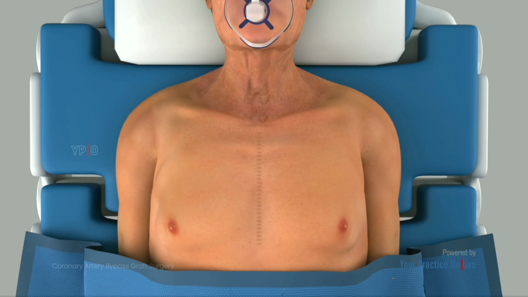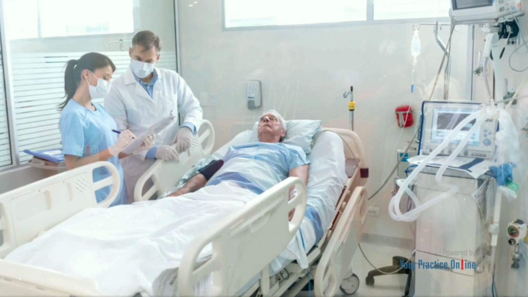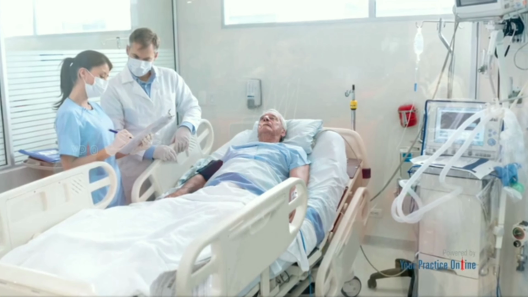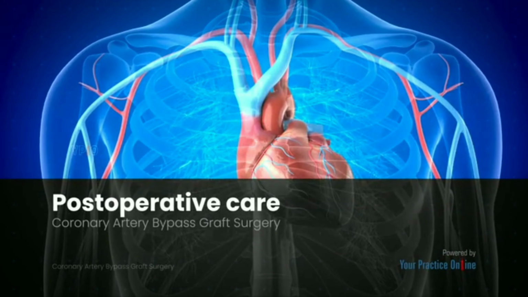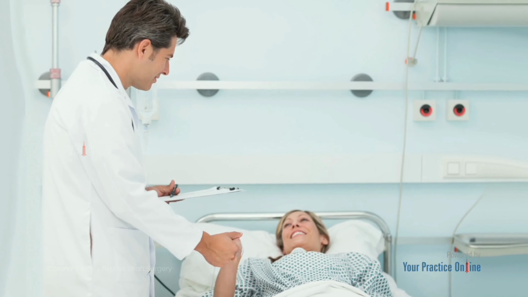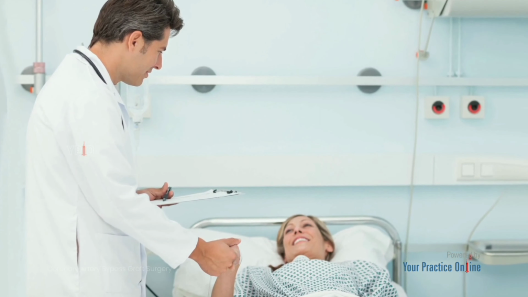Finally, the incision will be closed with absorbable sutures. CABG surgery usually takes about 3 to 6 hours, after which you will be transferred to the intensive care unit for monitoring. Post-operative care. Common post-operative guidelines following coronary artery bypass graft surgery include the following.